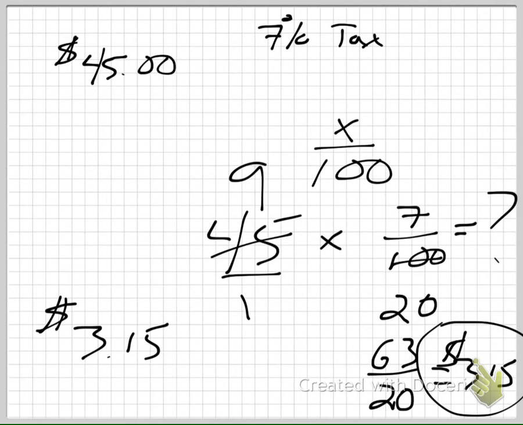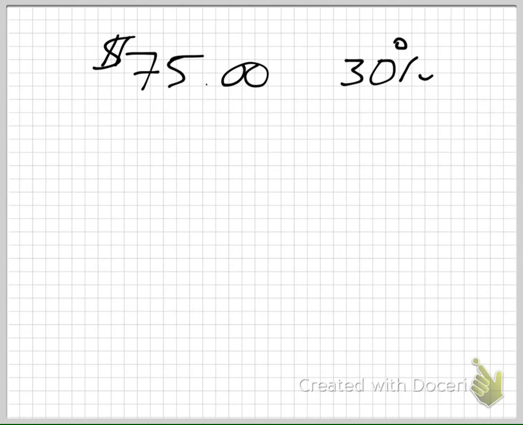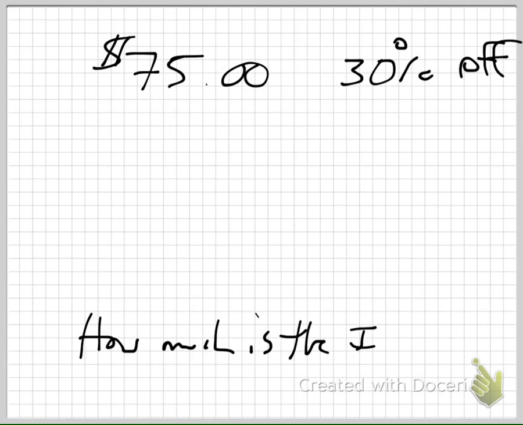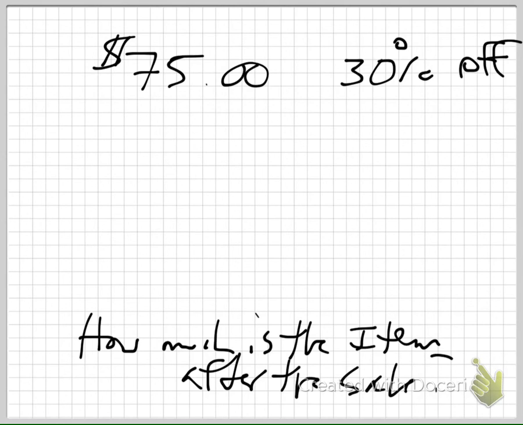This is nothing that you haven't done last year, right? What if they do this? Okay, they have an item that is normally $75, and they're going to take 30% off. They're going to take 30% off, and I want to know how much is the item after the sale. Okay, makes sense?